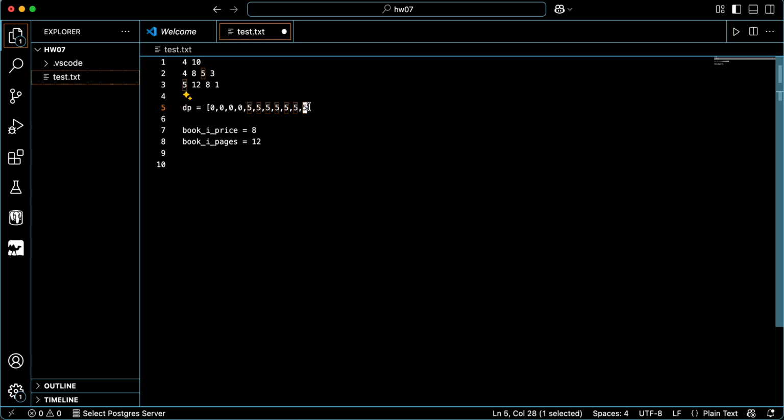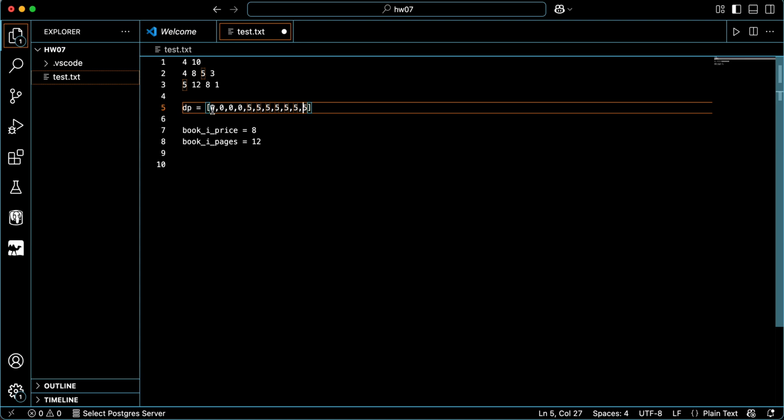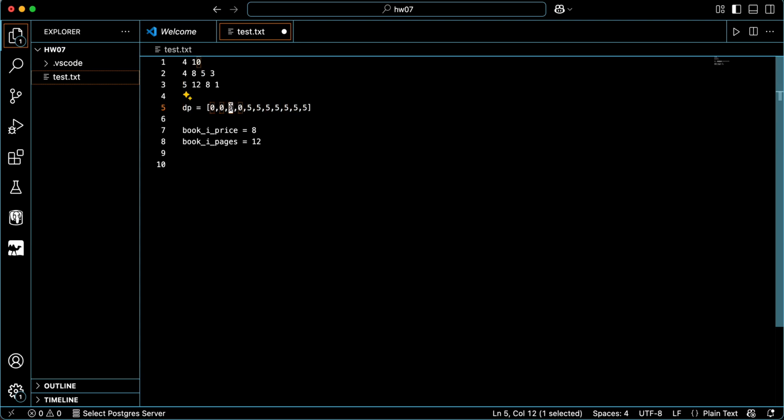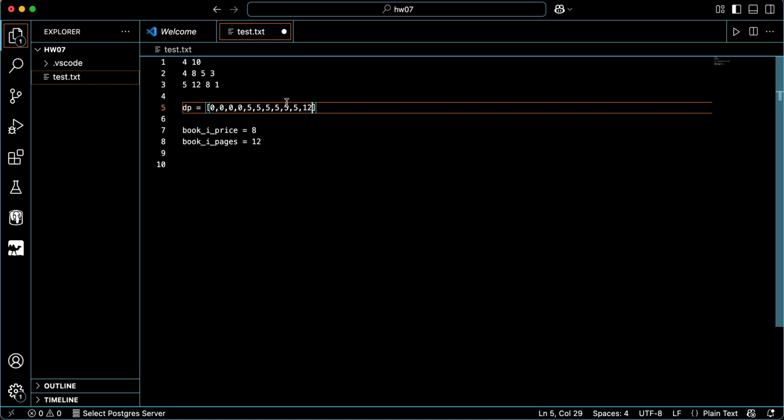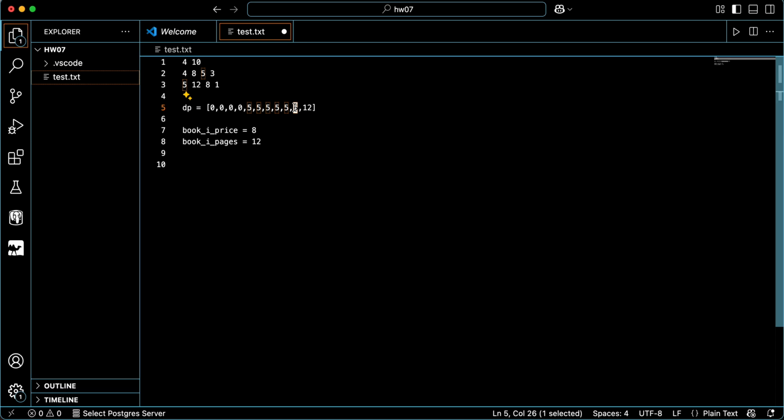So 10 minus 8 is $2. So we can see 0, 1, 2. For $2 we can get 0 pages, plus the 12 pages that we would get for this book, is more than what we currently found is the maximum that you can get out of $10. And so we would update this to be the new maximum. Then we do the same thing. 9 minus 8 is 1. That's 0 pages, and 12 is still greater than 5.